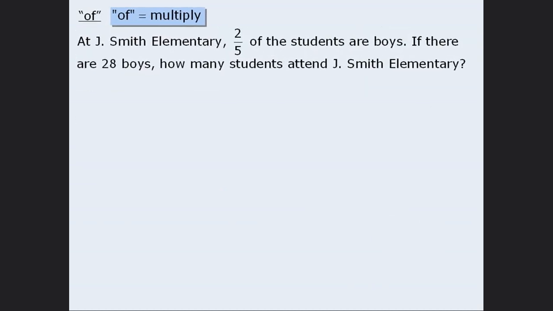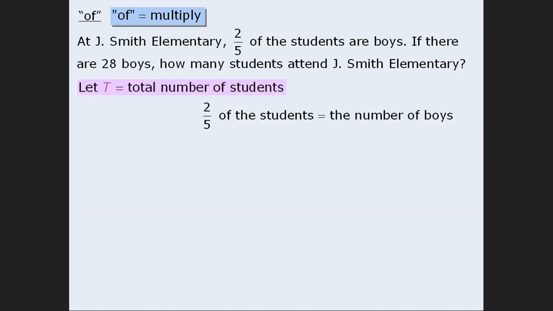Here we are told that 2/5 of the students at J. Smith Elementary are boys. There are 28 boys altogether, and we want to determine how many children attend the school. Well, from this question, we can see that 2/5 of the entire student population equals the number of boys. So what is the entire population? Well, we aren't given this information. In fact, our goal here is to determine the entire population.